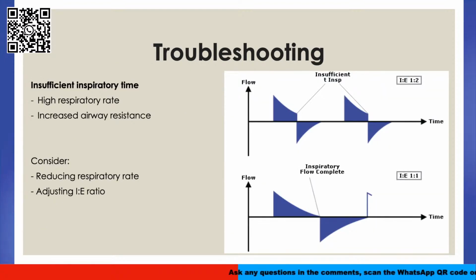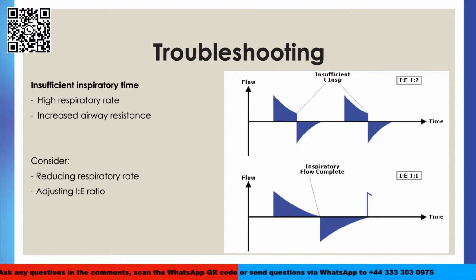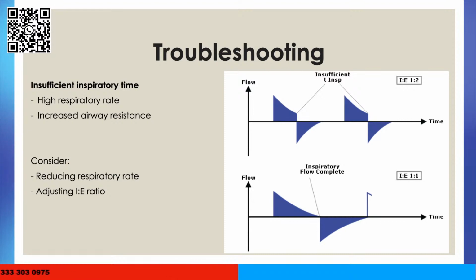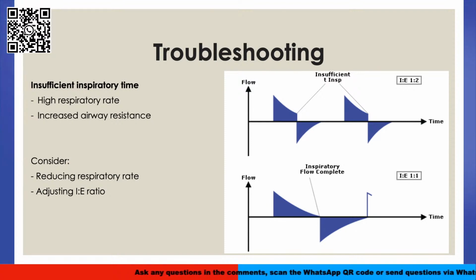I'm going to talk briefly now about troubleshooting and issues you might run into with ventilation and how you might think about resolving these. So if your patient's got a very high respiratory rate or very high airway resistance, you might find that you actually have to adjust your respiratory rate or your IT ratios to allow the patient time to fully complete their inspiration breath. You can see on the top part of this flow loop, it's not reaching the baseline, so the patient isn't having time to inspire fully before expiration.